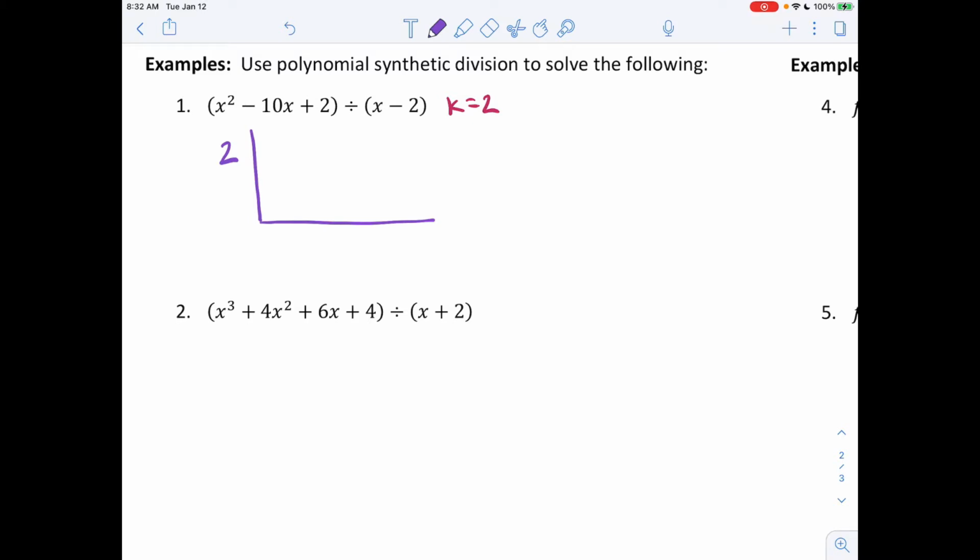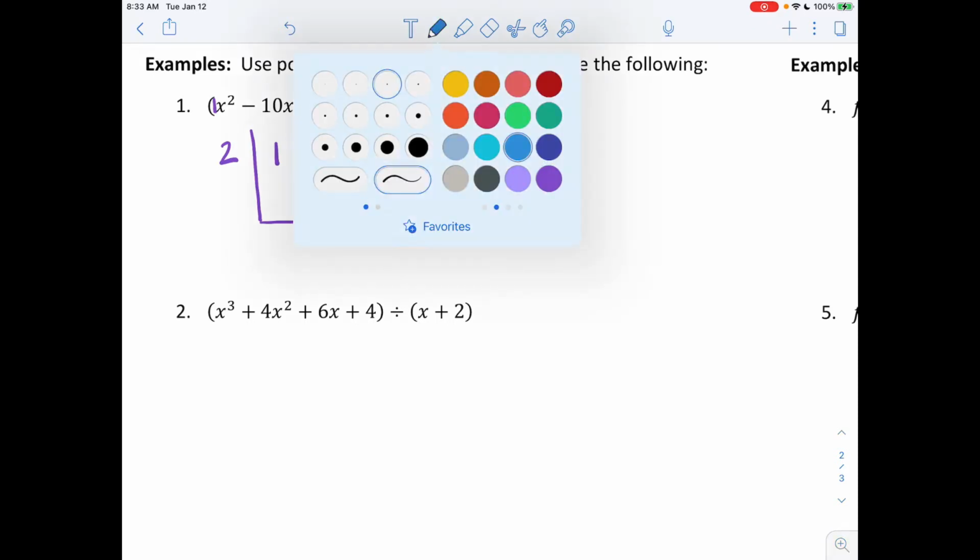Now we're going to write the coefficients of the dividend. So we have a 1 in front of x squared, so I'll put a 1 here in the top row. We have a negative 10x, so I'll put a negative 10, and then finally a 2. Again, remember to leave some space here. You don't want your numbers running together to where you can't tell where each individual term is. Now we have done steps 1 and 2. We're ready to actually start the process. And the process goes as follows.